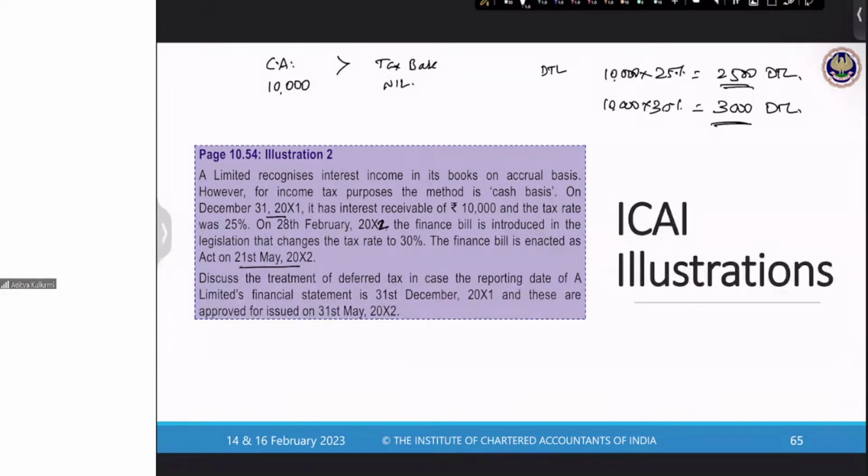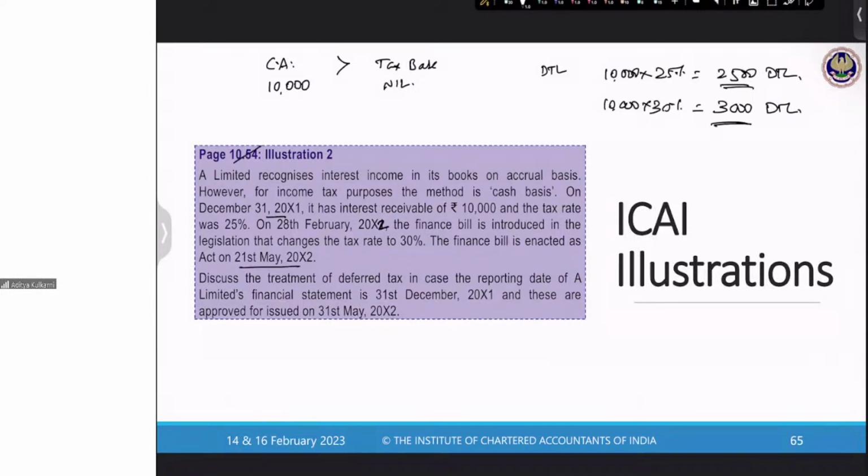So therefore, neither was the budget enacted, nor substantively enacted, nor was the budget held in December. So do I have to make the change? No, I will not make the change. But if the change is material, then you can give a disclosure.